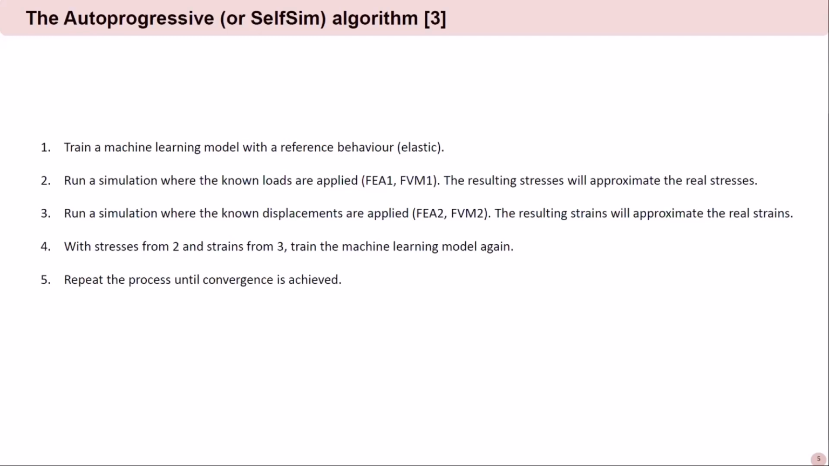So then, with the stresses from the first simulation and the strains from the second simulation, you train the machine learning model, and you repeat the process as many times as you need until you learn the real mapping.